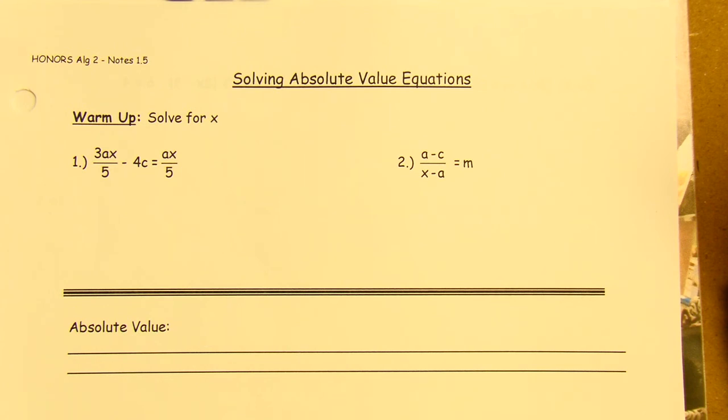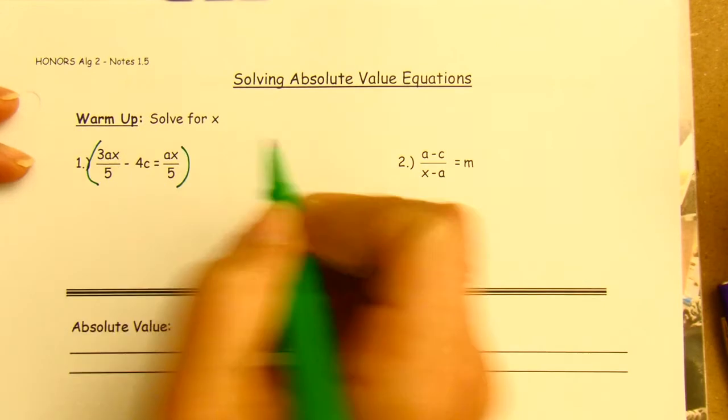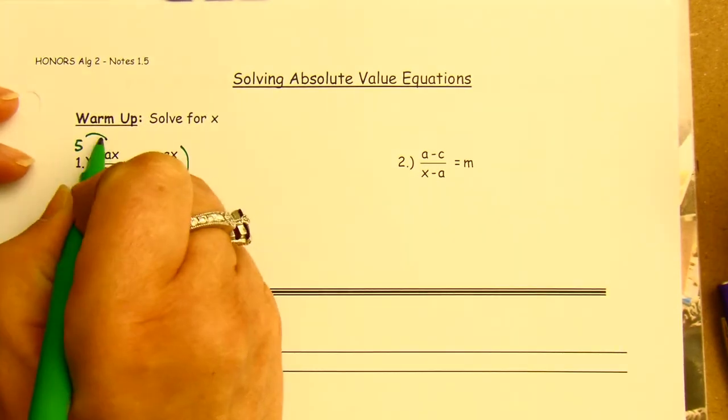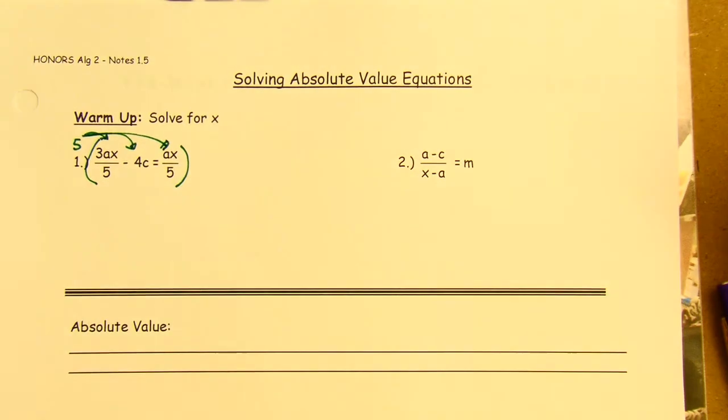The warm-up here is to solve for x. Notice I have some things in the denominator. And my common denominator here is 5. So I'm going to want to get rid of those 5s by multiplying everything by 5. We do have an extensive section on these types of equations, but for right now, we're going to do it this way.